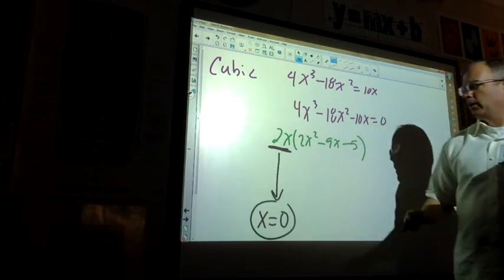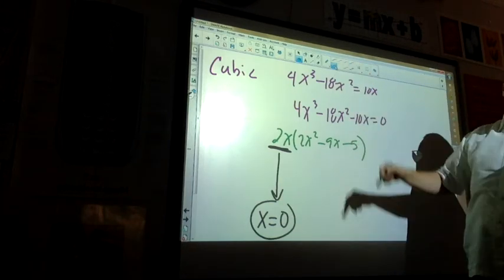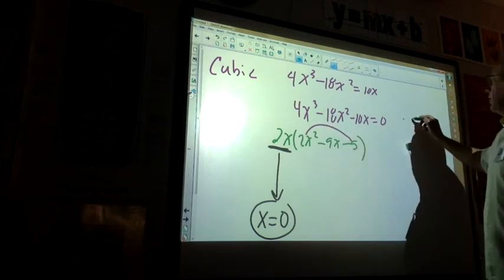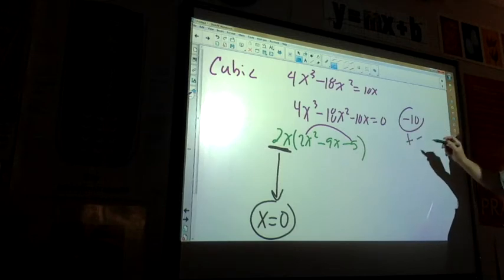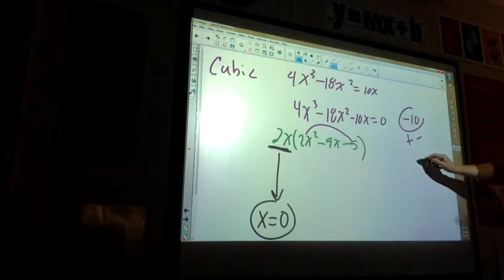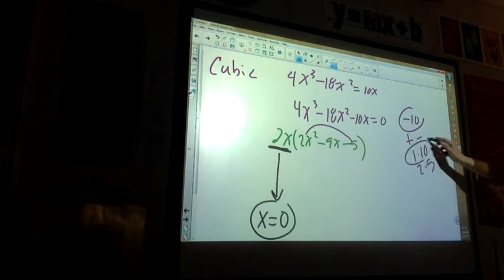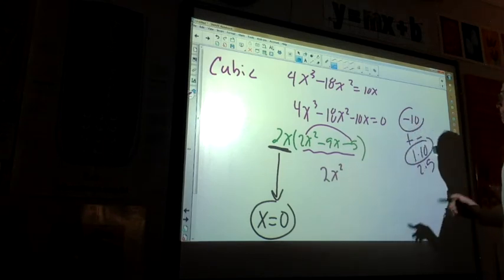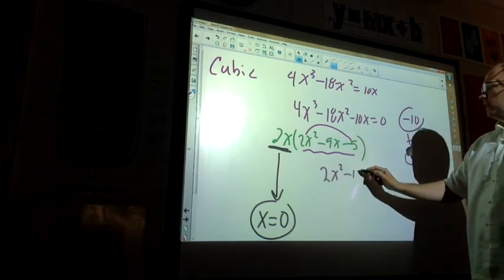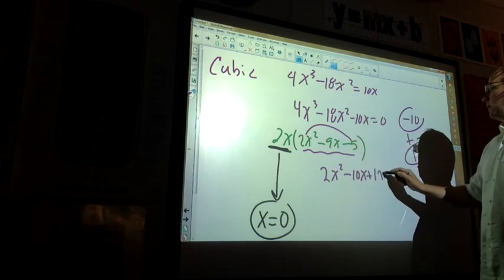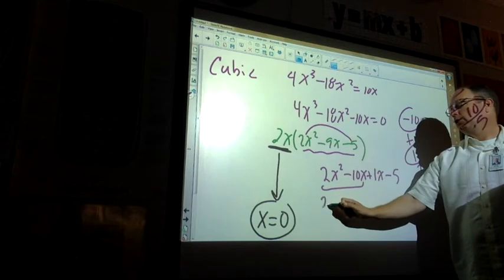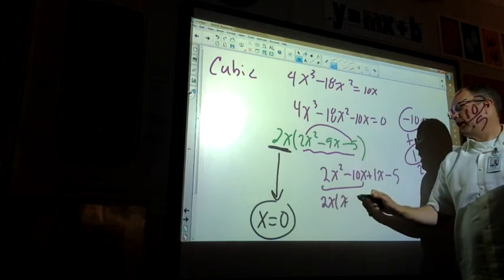Is that okay? How many more answers are there? There should be 2 more because it's squared. Let's see if we can factor it. So this negative 10, plus and minus. Is that going to work? Factors 1 and 10, 2 and 5. Will those work? 1 and 10. All right, so we're just factoring this. So I get 2x squared minus 10x plus 1x minus 5. What can I factor out here? 2 and an x. I get x minus 5.